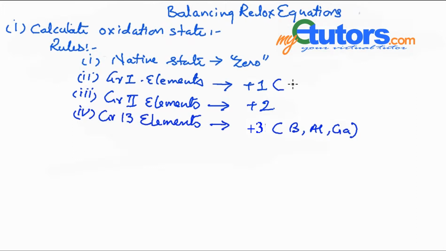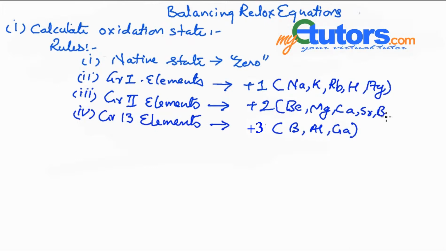I have just missed writing elements of group 1. So group 1 elements that would possess +1 oxidation state would be sodium, potassium, rubidium, cesium, hydrogen and silver. Hydrogen and silver are not group 1 elements, but their common oxidation states are +1. Similarly, the group 2 elements would be beryllium, magnesium, calcium, strontium, barium, copper, zinc, cadmium. Copper, zinc and cadmium are not group 2 elements.